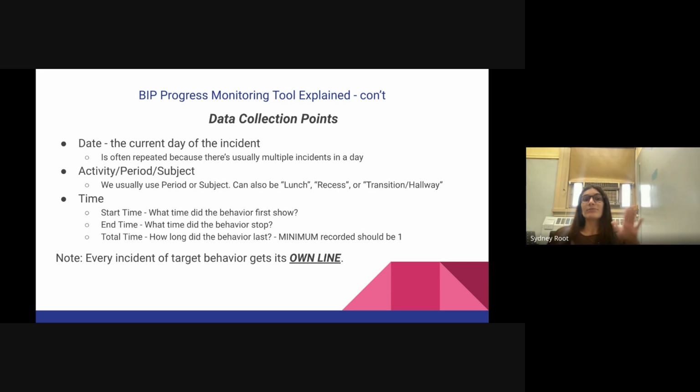And the last part, what you'll see is the time. So this is the start time. When did the behavior start? The end time. When did the behavior end? And then the total time. How long did the behavior last? A minimum of 1 minute should be recorded. So if the student, for example, flops on the floor for about 30 seconds, but then they get up, just put it down as 1 minute. Or if it's longer, then obviously you'll write longer.